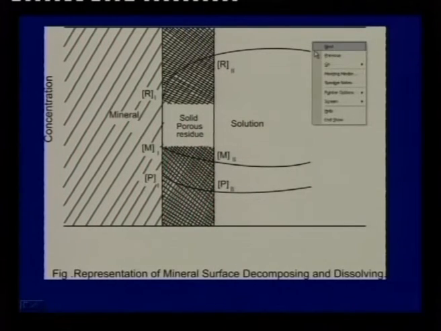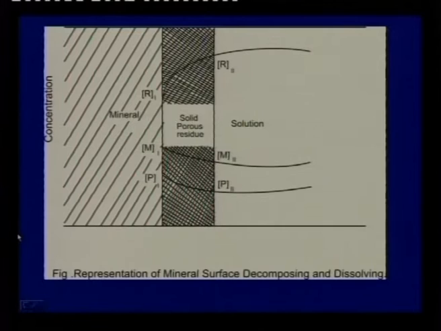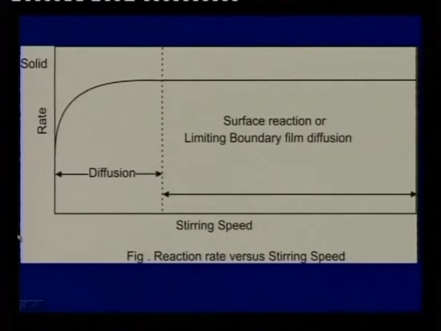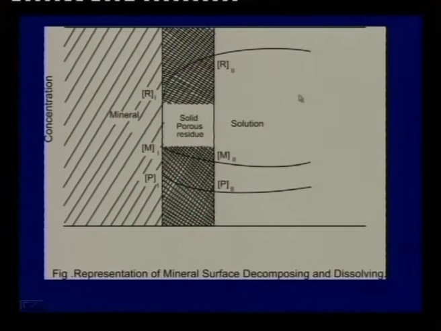The reagent has to come through the layer to the surface of the mineral, and the metal that is going into the solution has to diffuse through the porous residue, etc., etc. Suppose there is a leaching reaction where the intermediate residue layer is not porous, but is very adherent, then the leaching reaction will stop. So, this possibility is also there.